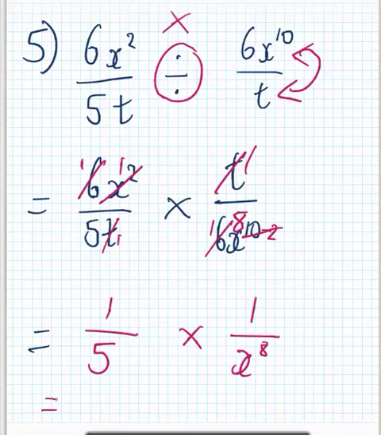And finally, multiply it out. Don't forget there's a 1 on top. 1 times 1 is 1 over 5 times x to the power of 8 is 5x to the power of 8. And that's it.